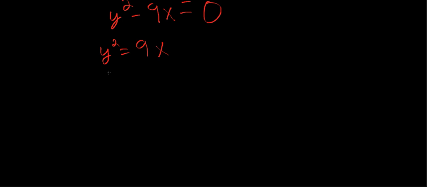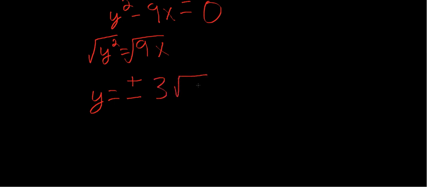If we do that, we take the square root of both sides, and we're left with y equals, and this is a key component to this problem, y equals plus or minus 3 square root of x. Because the square root of 9 is 3, and the square root of x is the square root of x. And you can see that makes sense, because if I squared this, whether it's negative or positive, it will still give me a positive y squared, as we've defined in our equation.